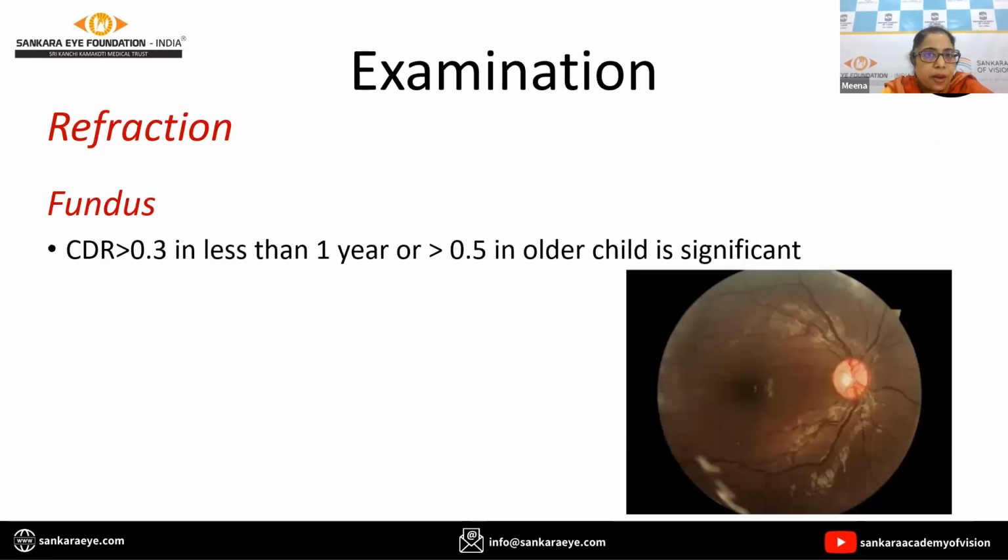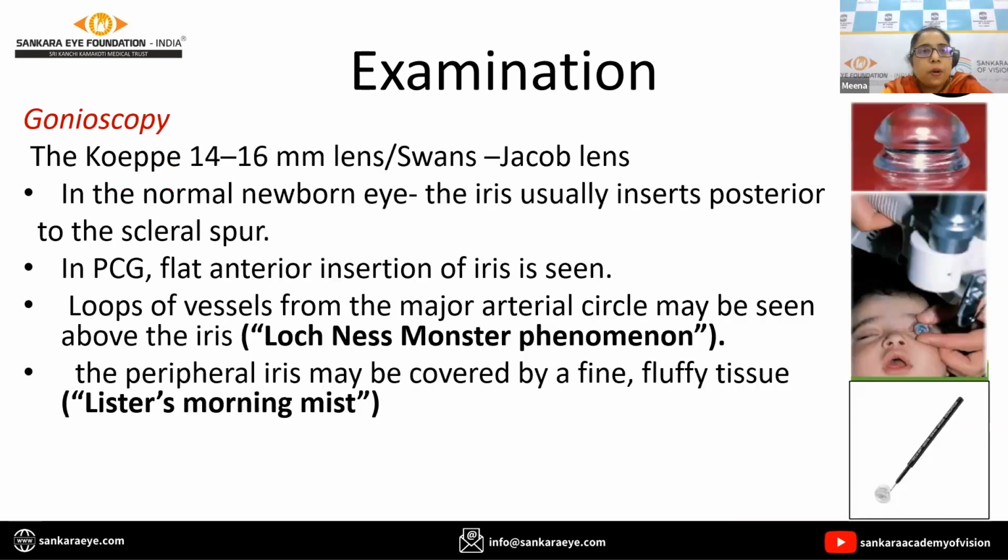Of course, refraction is mandatory because visual rehabilitation, if required with glasses, is also an important part of our treatment modalities. Then fundus examination: any cup disc ratio of more than 0.3 in less than 1 year or more than 0.5 in older children is definitely significant. So the fundus examination has to be done. If not, then probably a B scan is indicated.